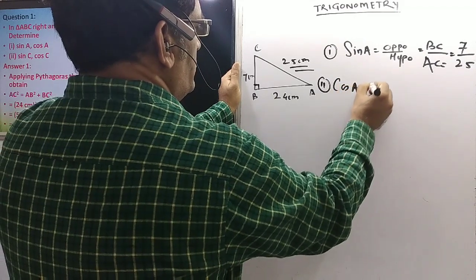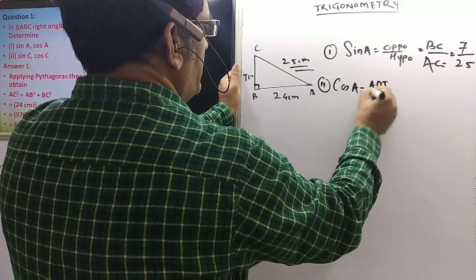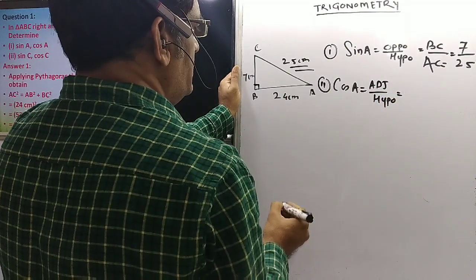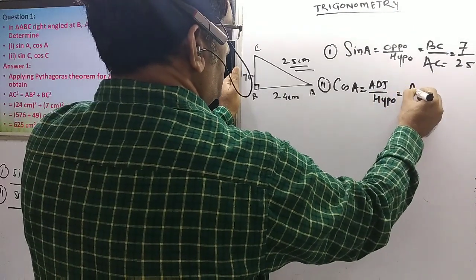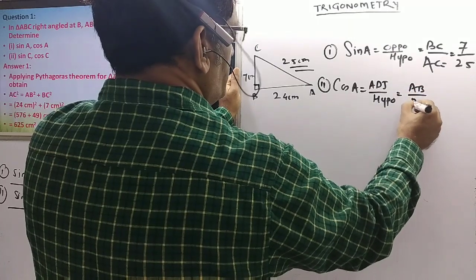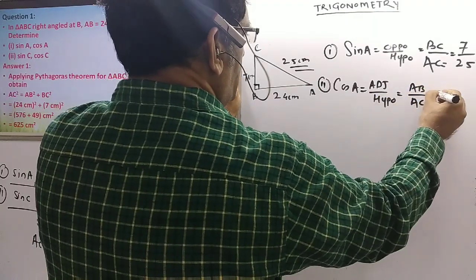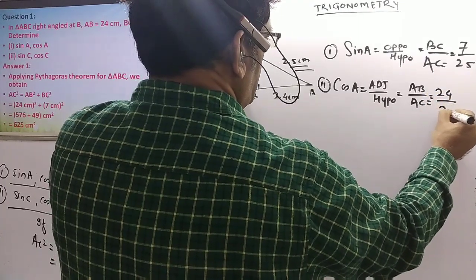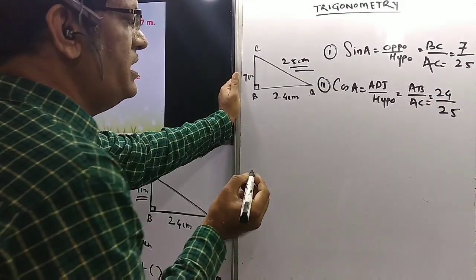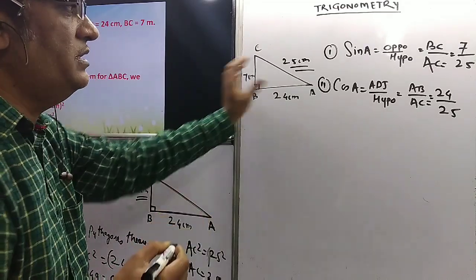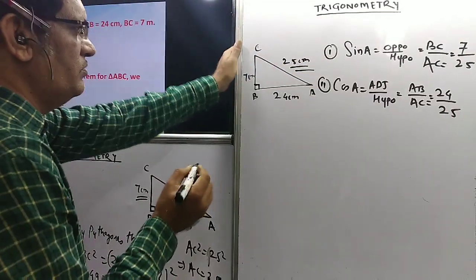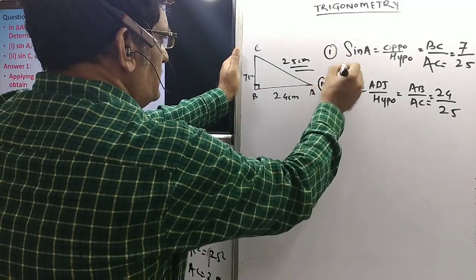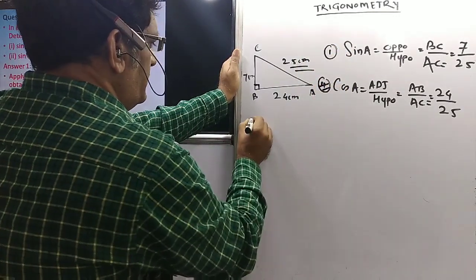Now cos means adjacent side by hypotenuse. The adjacent side here is AB and the hypotenuse is again AC. AB is 24 and AC is 25, so cos A is 24 by 25. So we have sin A and cos A. Tan A is the ratio of these two, but we don't want it. So the first problem is complete.